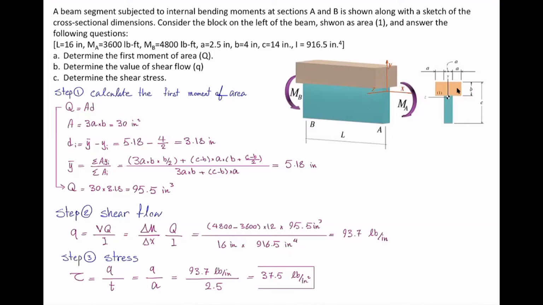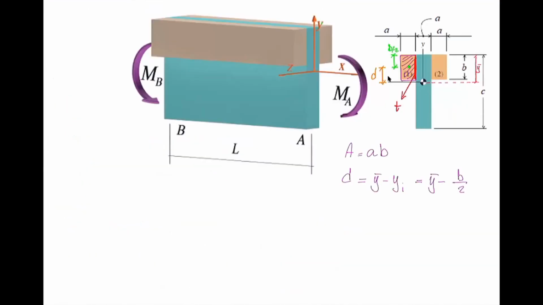Okay, good question. What I did was I considered the area for the left block and calculated Q for that left block and considered this thickness, that is the contact area between that block and the rest of the section, and calculated the shear stress between these two parts. The reason that I did that was because I wanted to determine how much is the shear stress between that block on the left side and the rest of the section.